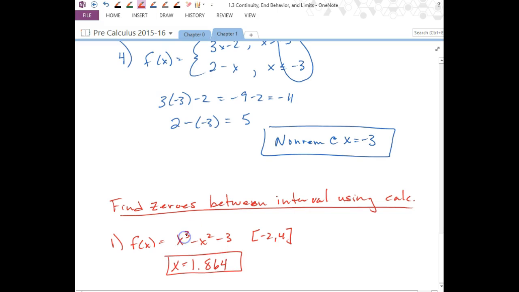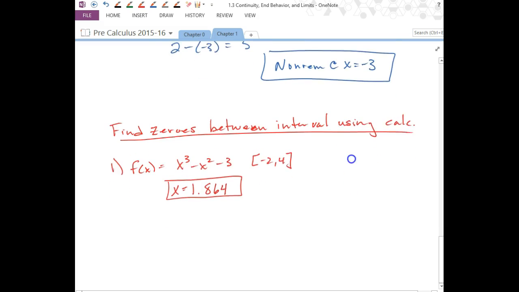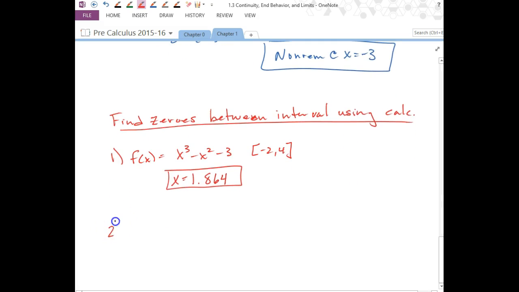Did you round up? No. Should I do one more of those? Okay. Number 2. Let's do a square root, because they like square roots. We'll do the square root of x cubed minus 5. And our interval is going to be between 0 and 5.